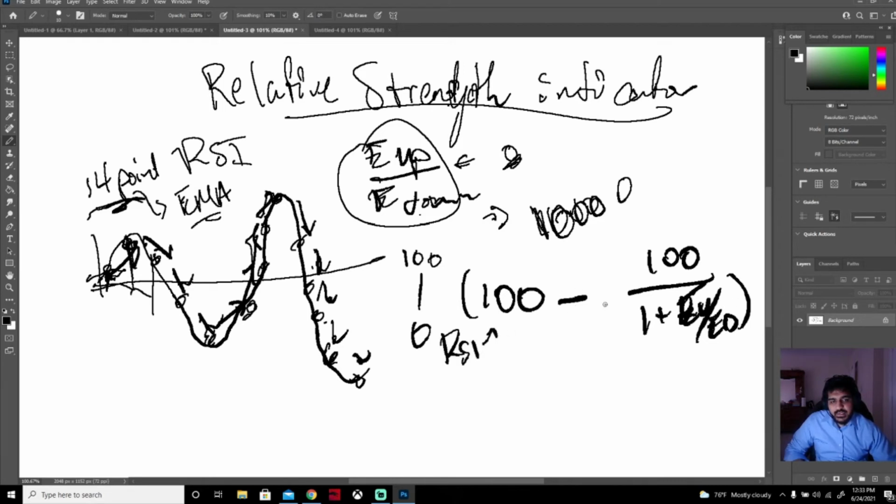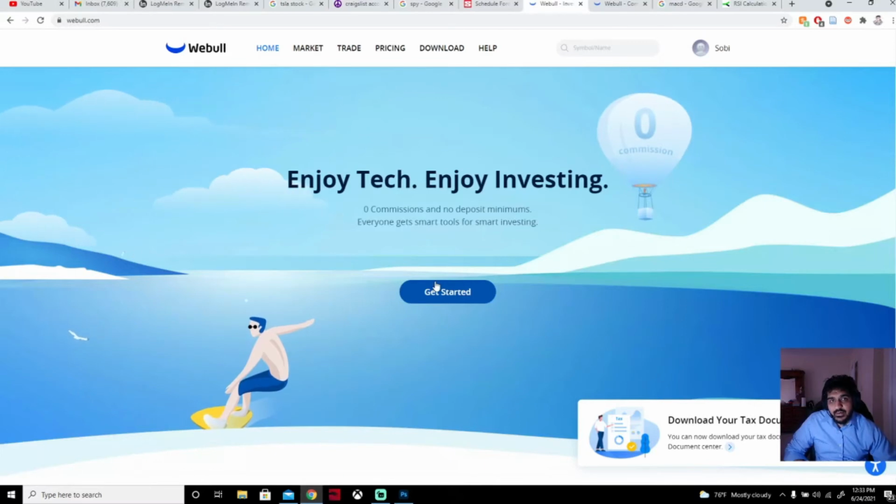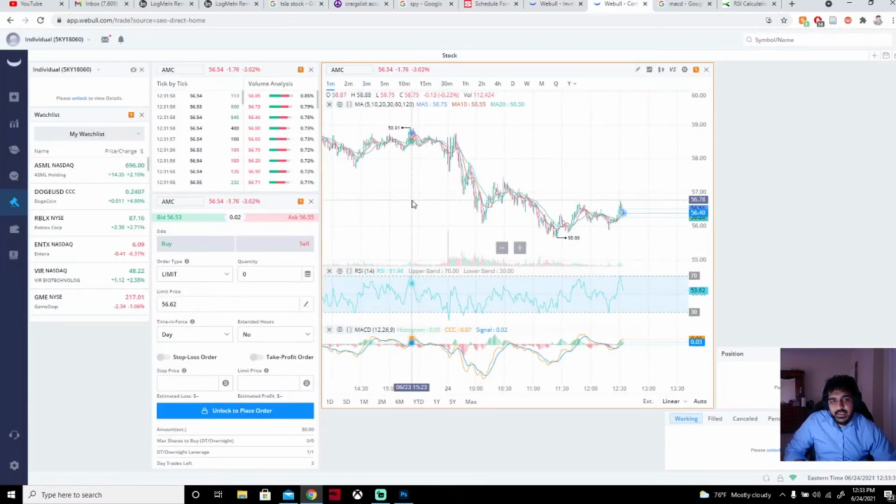What this does is, say if this was 0, then 1 plus 0 is 1, 100 over 1 is 100, RSI is equal to 0. Say this is infinity or any big number, this term goes down to 0, so this is the full 100. So that's how you've normalized it from 0 to 100. Let me show you how trading that makes some sense.